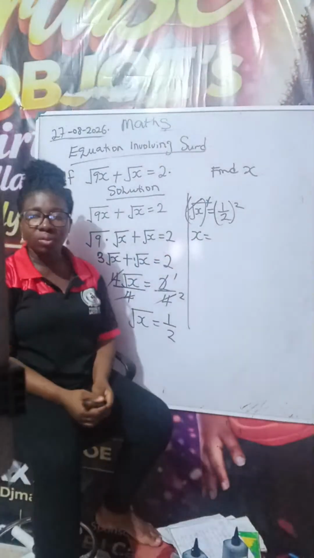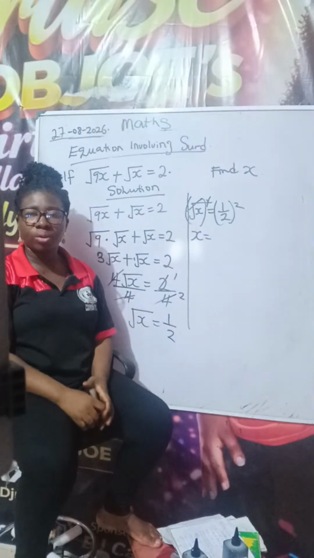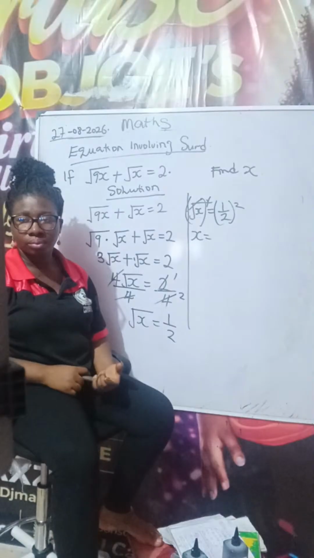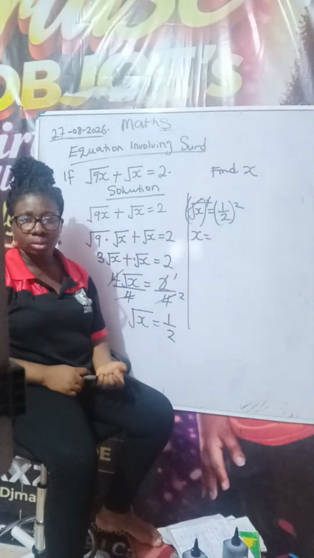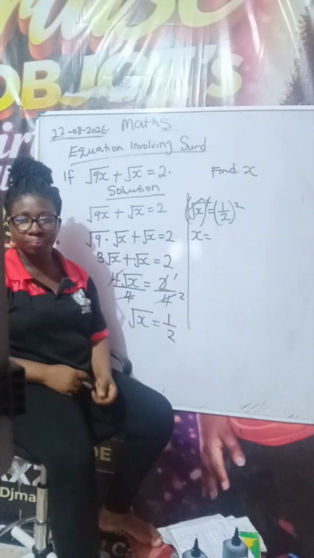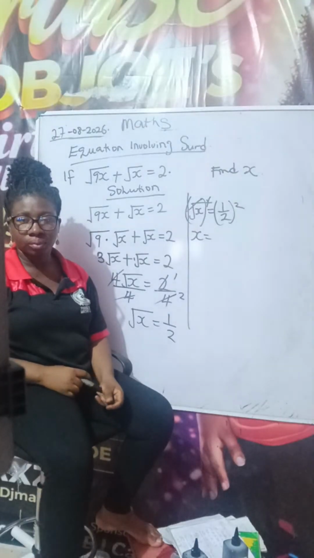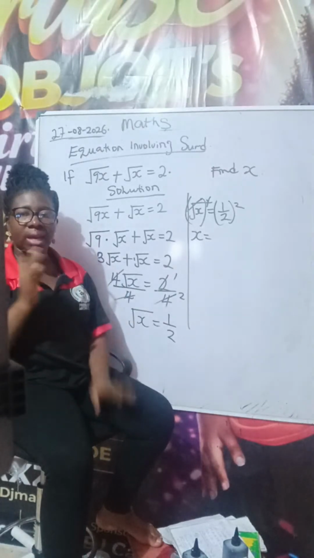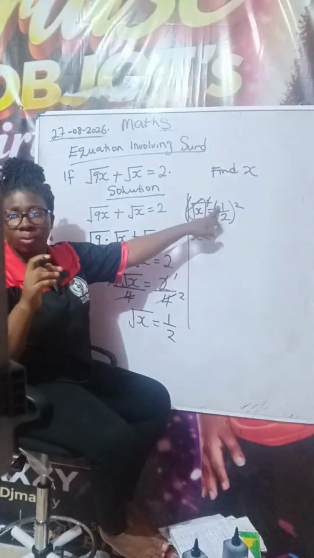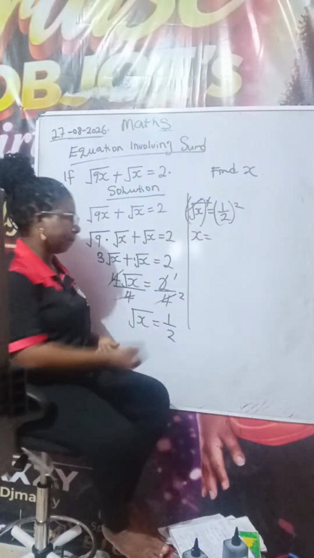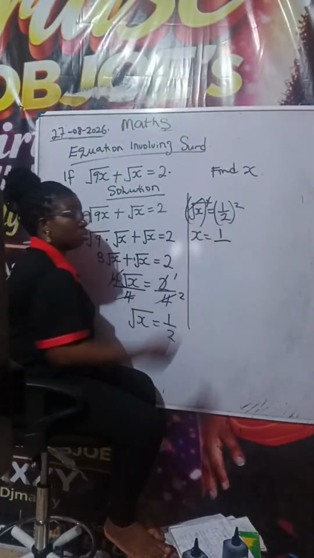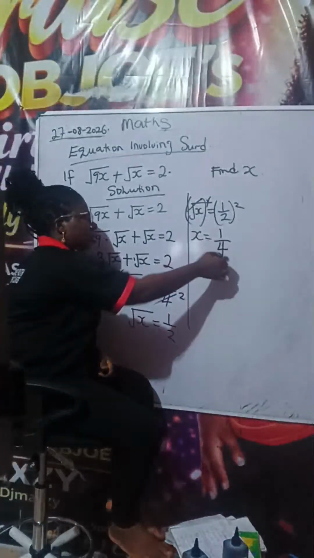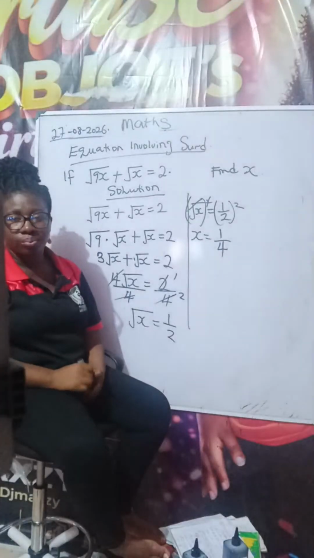Now what is 1 over 2 squared? It's going to be 1 over 4. How? Because 1 squared is 1, then over 2 squared, which is 2 times 2, and that will give us 4. So our x is 1 over 4.